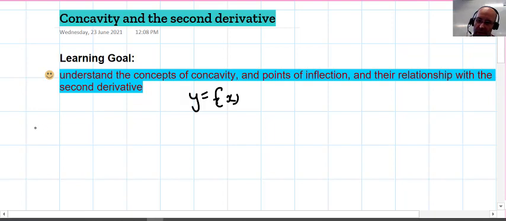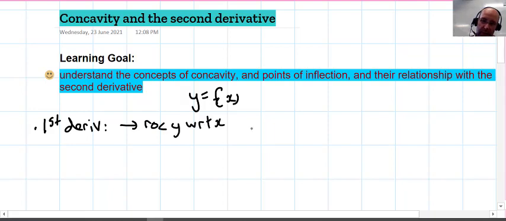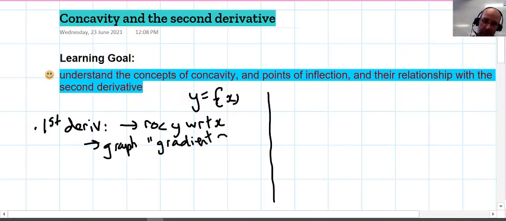we know some things already about the first derivative. It's the rate of change of y with regard to x, in this case. And what else do we know? We know that graphically, it's called the gradient function. The gradient function, it's about the story of gradients at points on the curve.